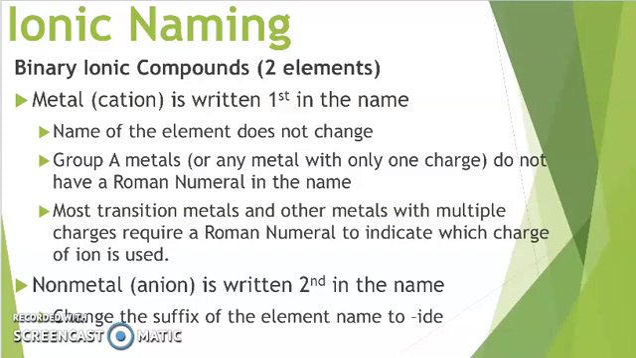So now when you're naming ionic compounds, you have their formula and you want to figure out what their name is. For binary ionic compounds, binary just means there's only two elements. The main rule is you put the metal, or the cation, first in the name. It's also written first in the formula, so it shouldn't be hard to figure out which one goes first. The name of the element for your cation does not change.